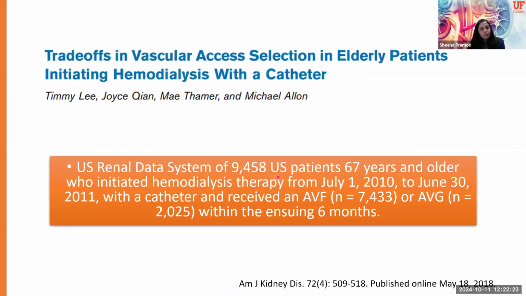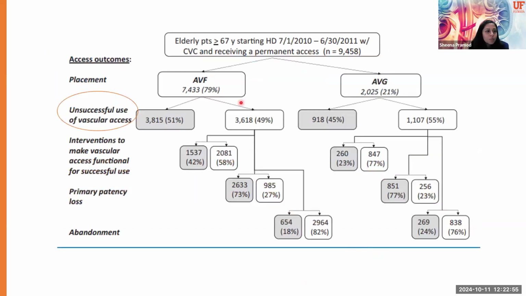The next part that I want to highlight is also, do we really have to be careful with vascular access selection in our elderly patients to start with a catheter? And this was USRDS data of about 9,400 patients who initiated dialysis with the catheter. And they looked to see all patients who got an AV graft or AV fistula within that first 6 months. And what they found was that of the 7,000 patients that did get an AV fistula and 2,000 that got a graft, 51% of them had an unsuccessful use of the vascular access. And about 49% had a successful use.